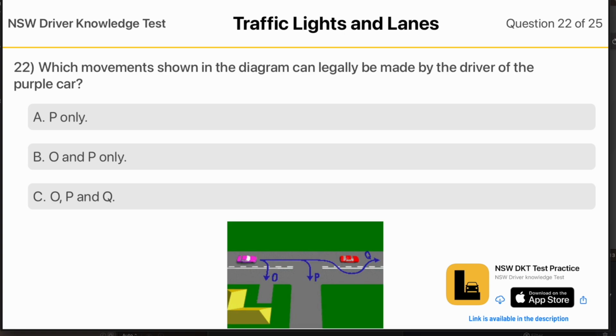Which movements shown in the diagram can legally be made by the driver of the purple car? P only. O and P only. O, P and Q.